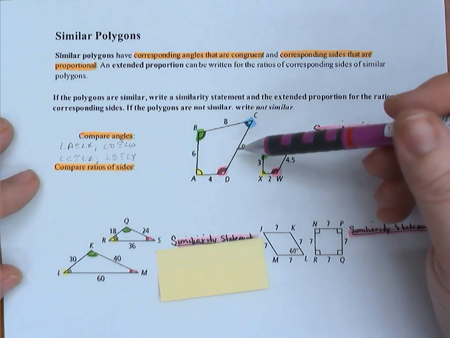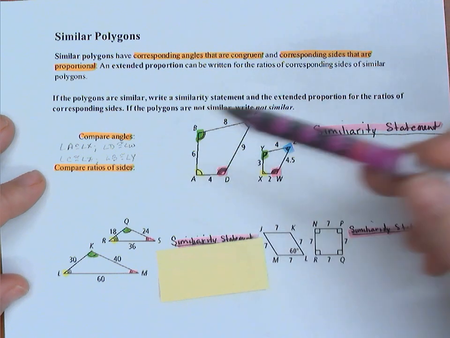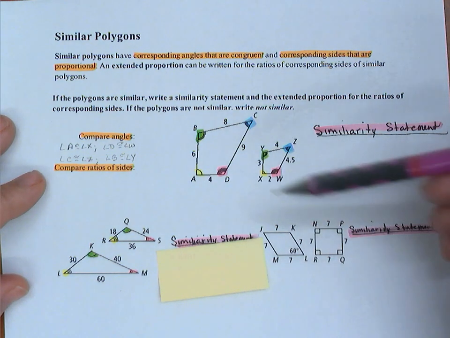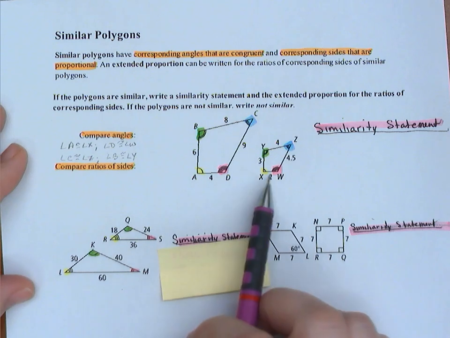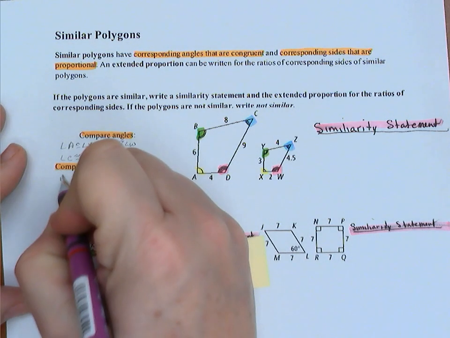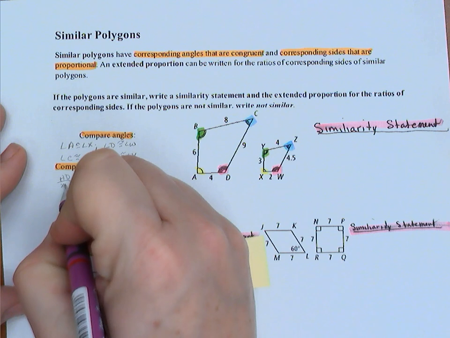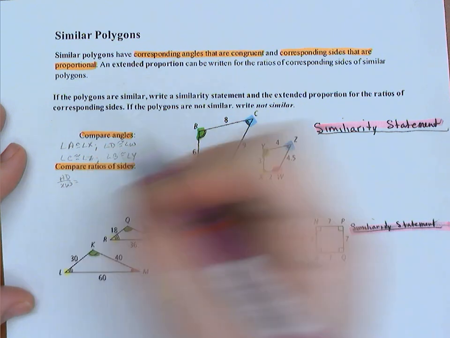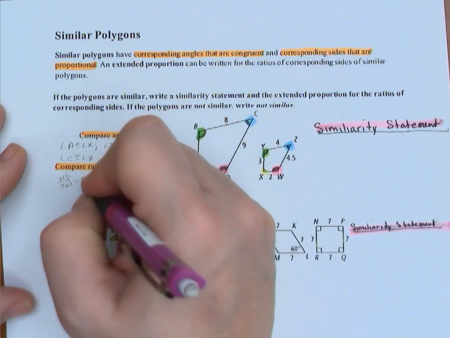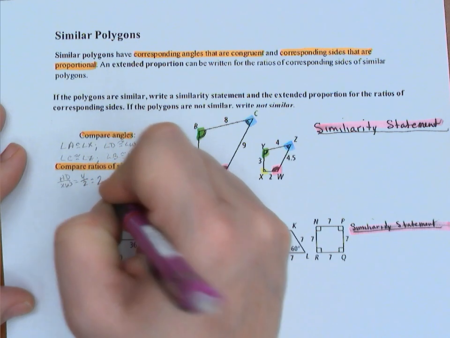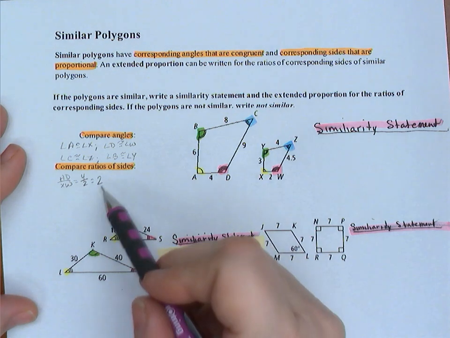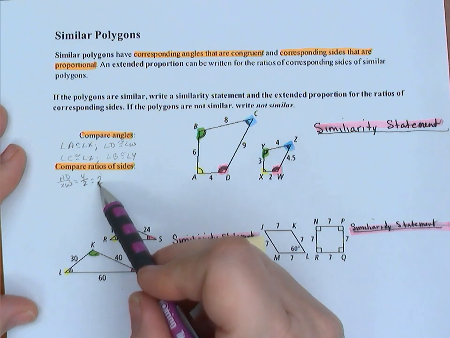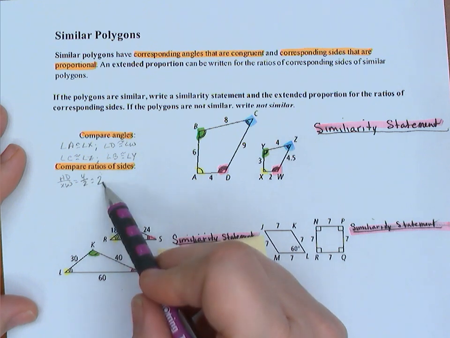Then I'm going to look at comparing the ratios of the sides, identifying the sides that go together. So my first ratio, I'm going to have AD and XW. So AD over XW, which is going to give me 4 over 2, which equals 2. Now what I need to do is make sure that all of the ratios have this same ratio value, and simplify to 2.